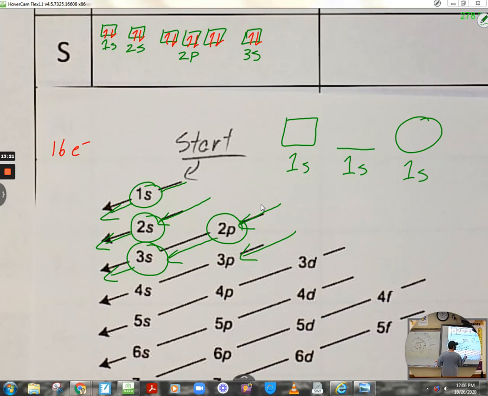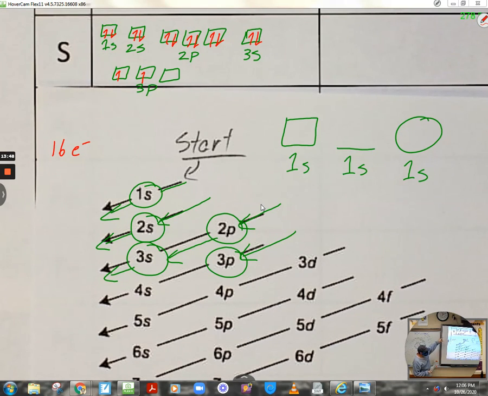What do I come to? 3p. Again, p has a total of 3 orbitals, so I'm going to draw myself 3 more boxes. Label them all 3p. Now I've only got 2 electrons left, right? One's going to go there, and then one in the second one. Okay? That is my orbital diagram for sulfur.